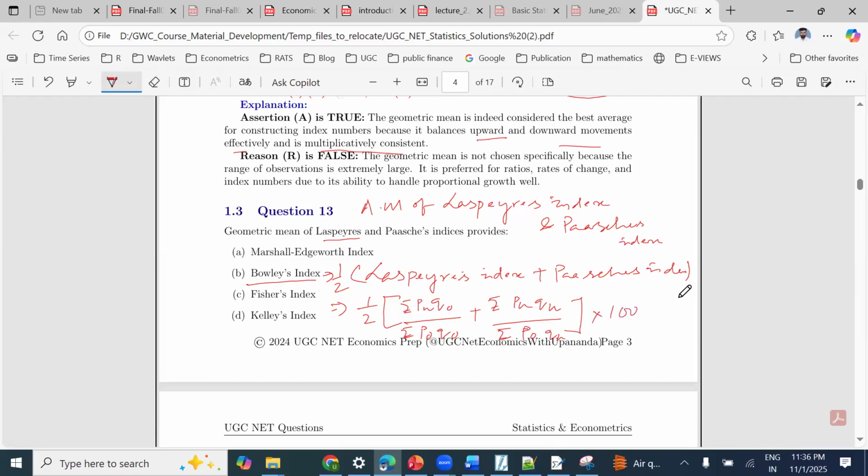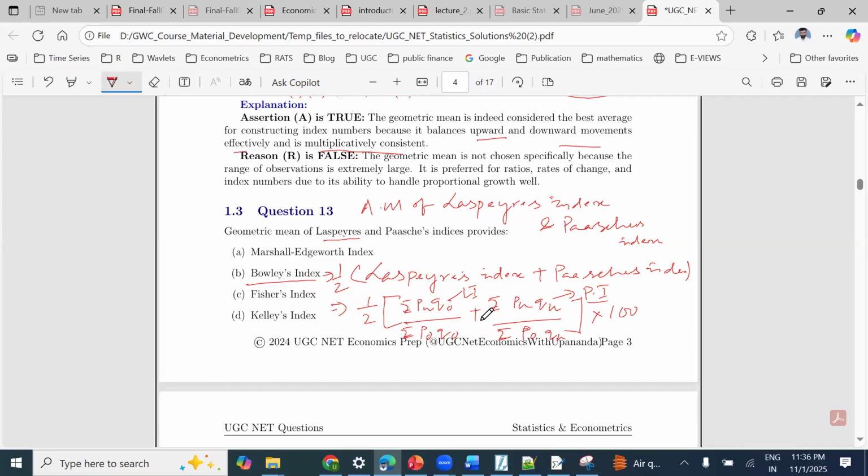Is it clear? So obviously here this part is Laspeyres. Li we will write as short form, and this is Pi. Is it clear? Sangeeta, is it clear? Yes, sir. So if the question is the arithmetic mean of Laspeyres and Paasche's index is what, the answer will be Bowley's index. Yes, that is important to know.